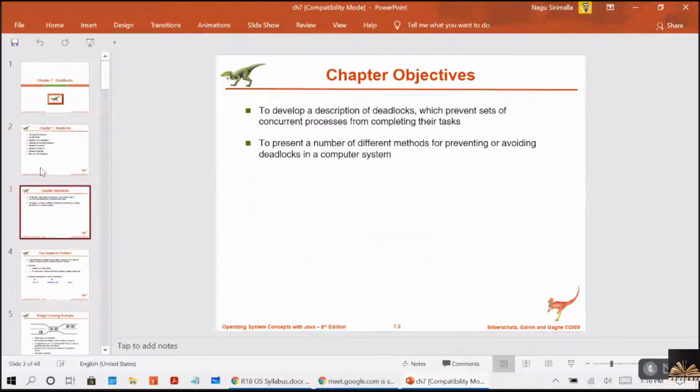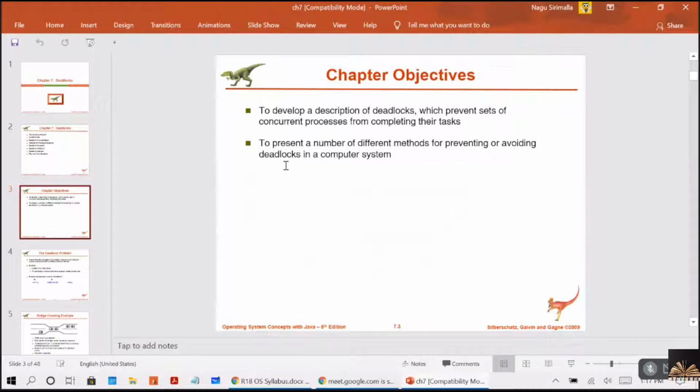Now, the main objective of this chapter is to develop a description of deadlocks, which prevent sets of concurrent processes from completing their task. So what happens when deadlock happens? Your processes will be aborted, or they will be blocked, right? So your job will not be done, right? We are going to learn how the deadlock is doing this, preventing your jobs from completing.